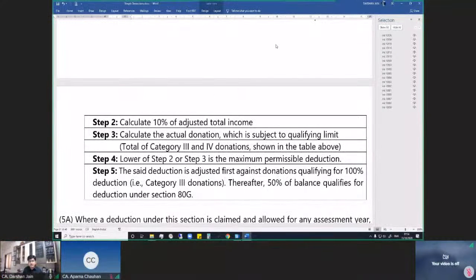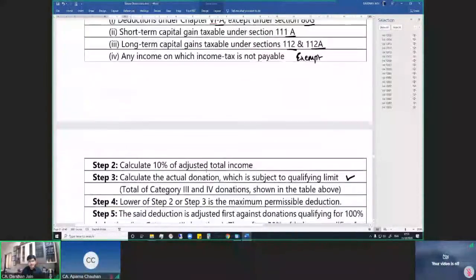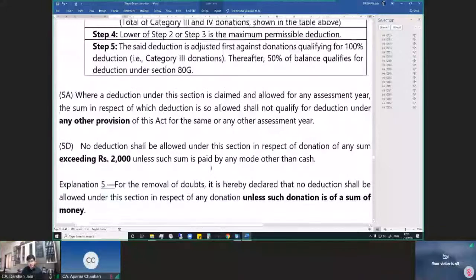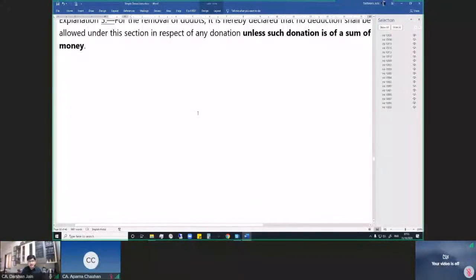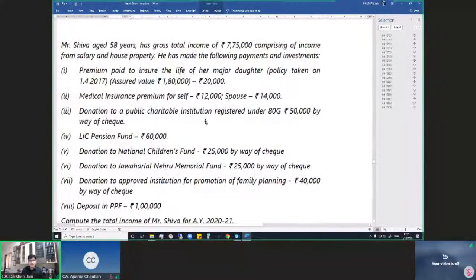Thereafter, whatever is the reduced gross total income, 10% of that would become your qualifying limit. The amount of donation that you have paid would be subjected to this qualifying limit. Let us understand this by way of an example. There are some more conditions, we'll come to it, but first let us understand this particular concept of adjusted gross total income by way of an example.